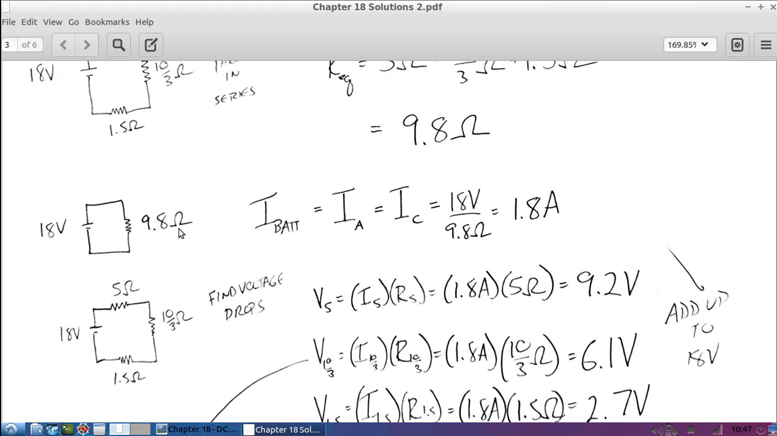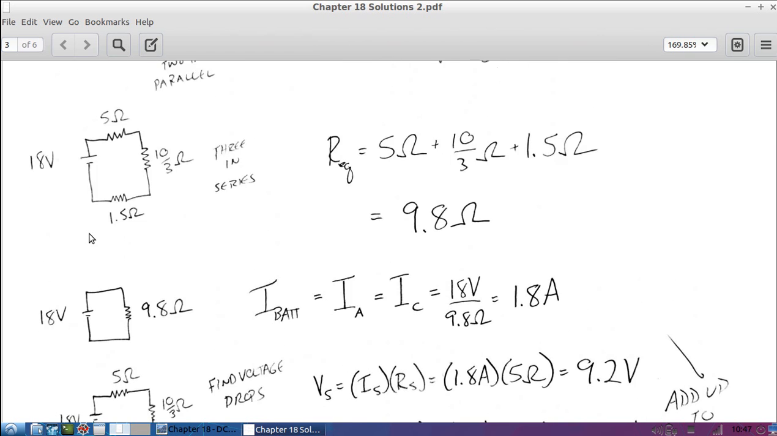So now I'm ready to find the current through the battery. I take the voltage divided by the resistance, and I get 1.8 ohms. I think it's like 1.83 or something. Okay, so 1.8 amps, excuse me, not ohms, amps. So that's the current going through the battery.